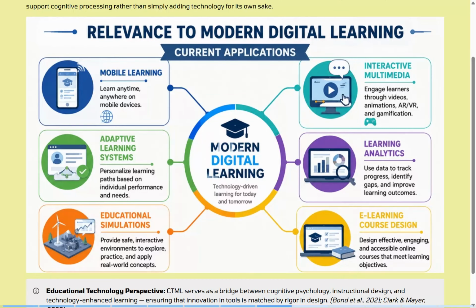As educators, it's easy to become excited about the newest tools. I certainly enjoy exploring new technologies and I incorporate them into my own courses. However, this theory reminds me to always ask the same question before adopting any tool. How does this improve the learning experience? If I can't clearly answer this question, then the technology probably isn't adding value. I think that's why Mayer's work remains so relevant today.